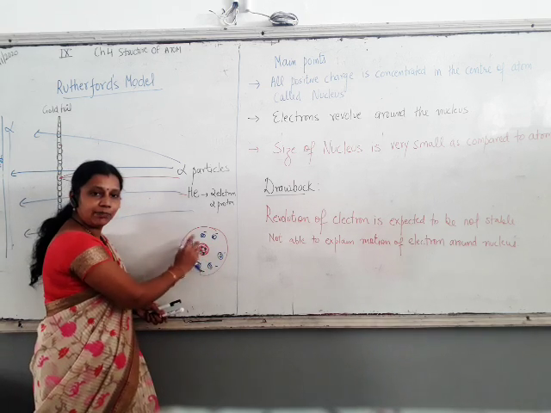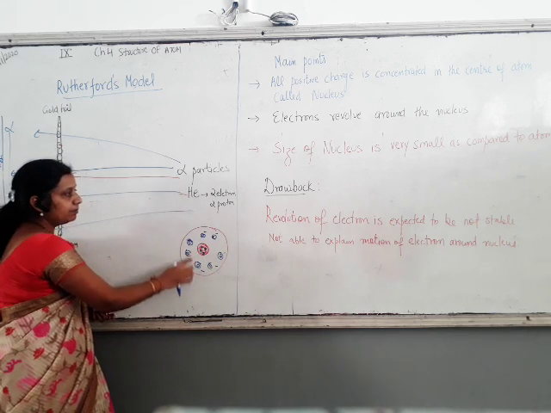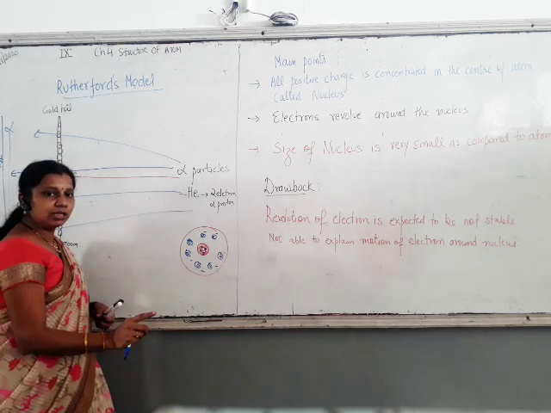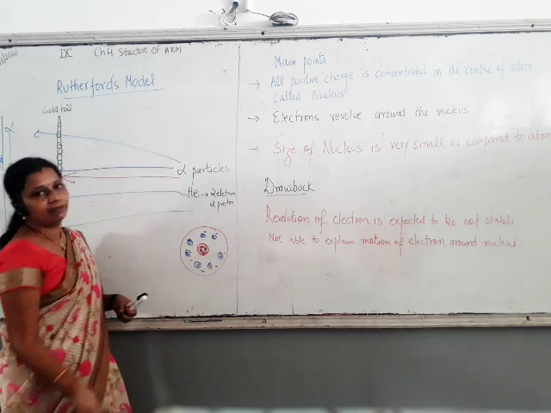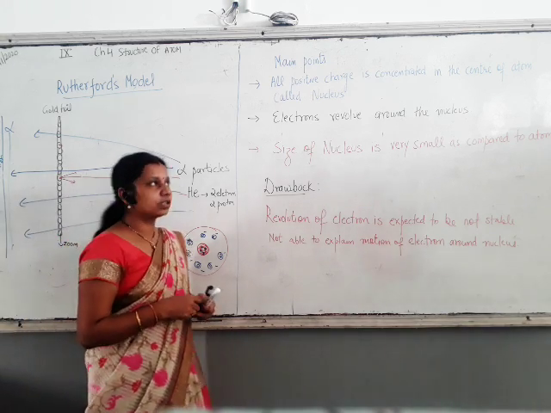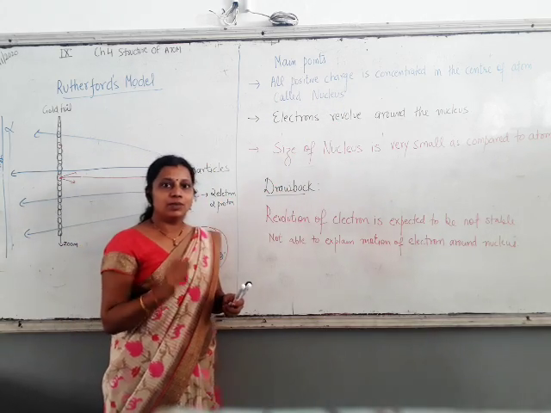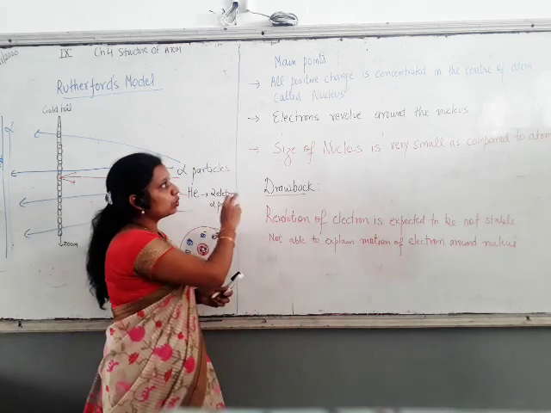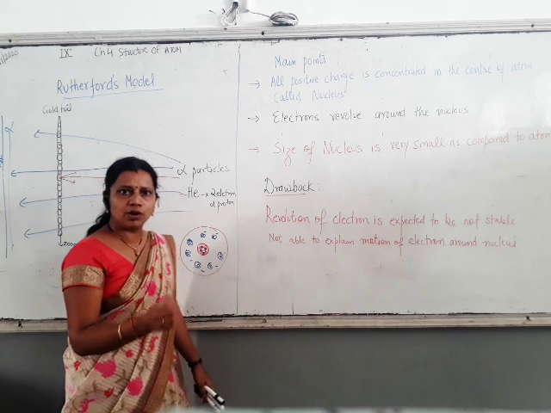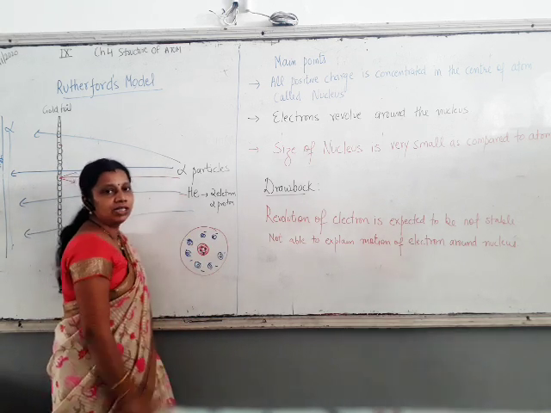So most of the part is empty. This data can be explained by this, because most of the part is empty, alpha particles can easily pass through. There are only electrons, so they can easily pass through. Those alpha particles which strike at the center get deflected only by small angles. So the main points of Rutherford's model were: all positive charge is concentrated in the center of the atom, which is called the nucleus. Electrons revolve around the nucleus. And the size of the nucleus is very small as compared to the size of the atom.